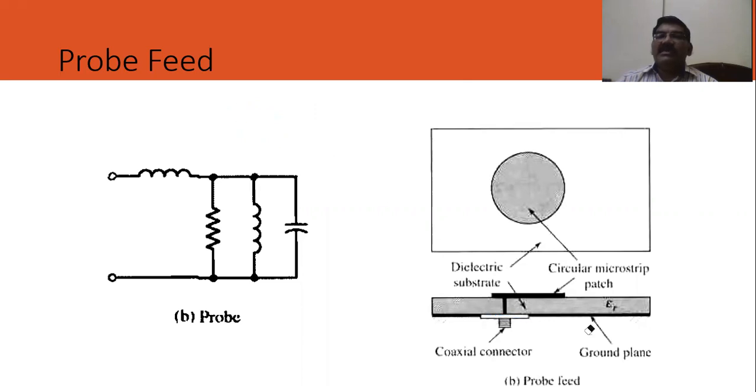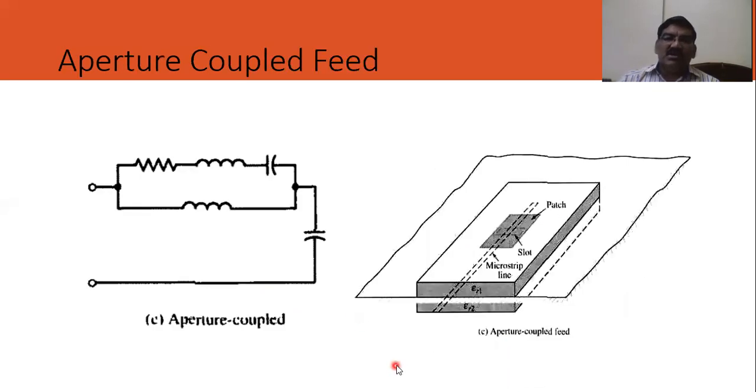This probe feed technique can be used for any patch. Here it is shown with a circular patch, but you can have any patch. Again, the probe has the same equivalent circuit as the previous, the transmission line. So this is the equivalent circuit for the probe feed. You are required to draw this and explain based on this discussion. This is the second technique. Then we will go for the third technique.